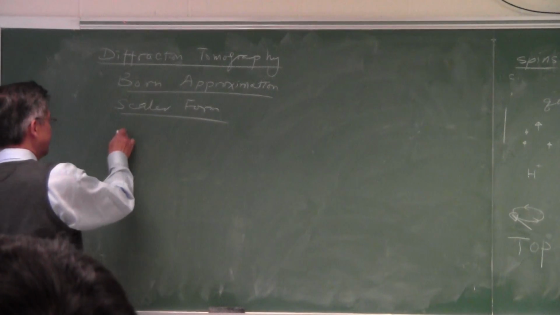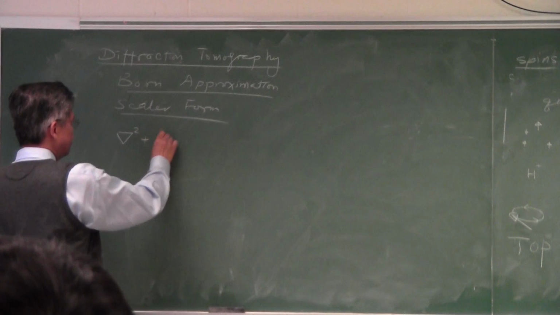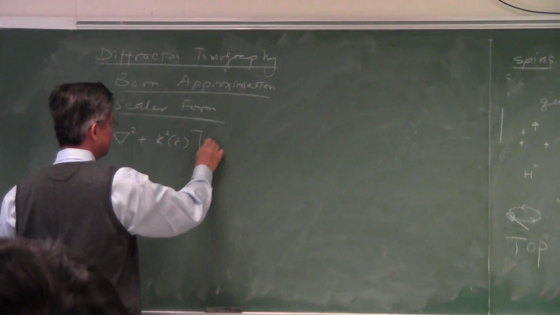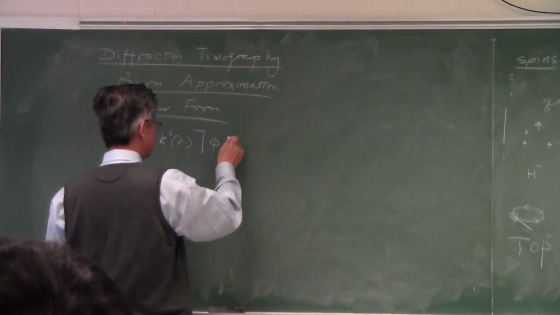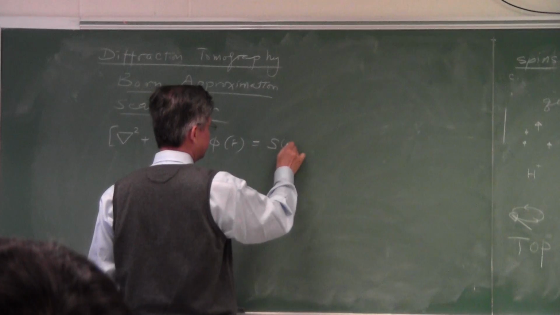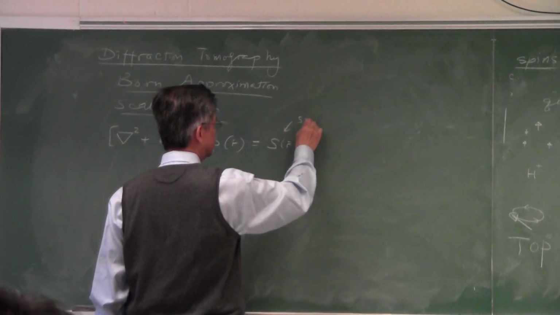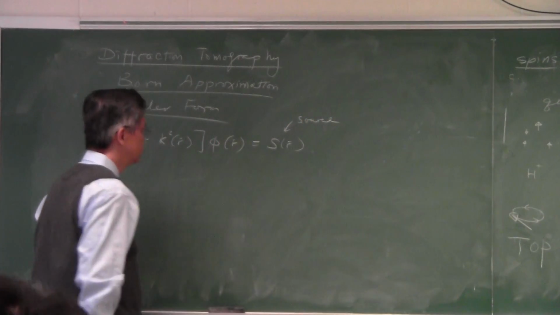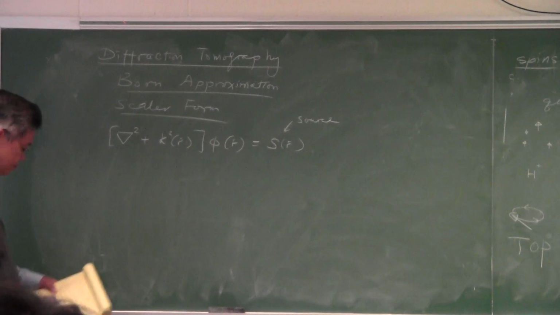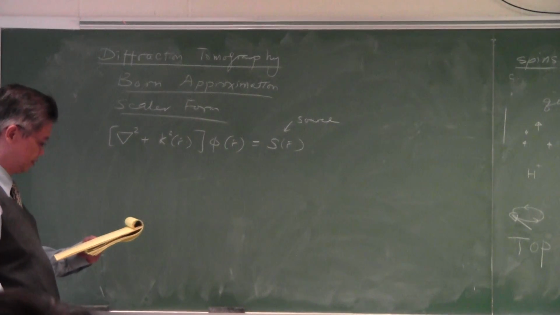Say you have an equation where k squared is a function of position, and you need to solve this equation with a certain source. As we know, we can formulate this in terms of the volume integral equation. So let me see what notation I use here.